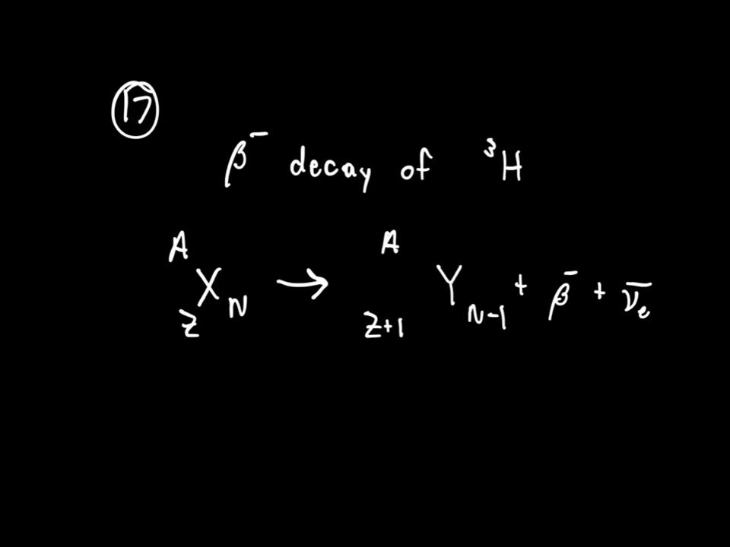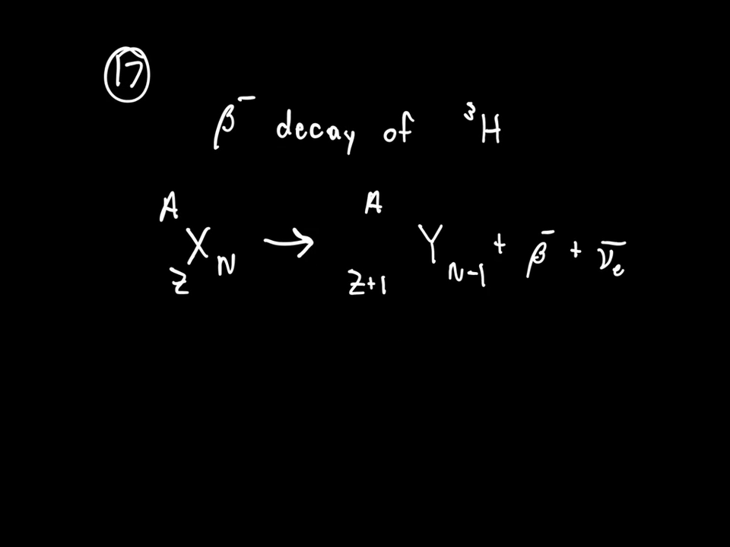So here we have beta decay of H3. So I have H with a 3 up top. That 3 tells me the total number of protons plus neutrons. How many protons are in hydrogen? 1. So how many neutrons are in this version of hydrogen? 2. Because I need 2 plus 1 to give me 3. Z plus N to give me A.